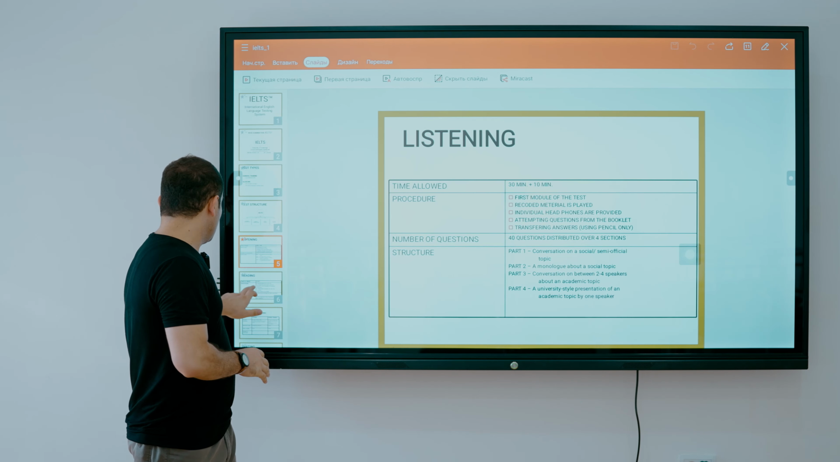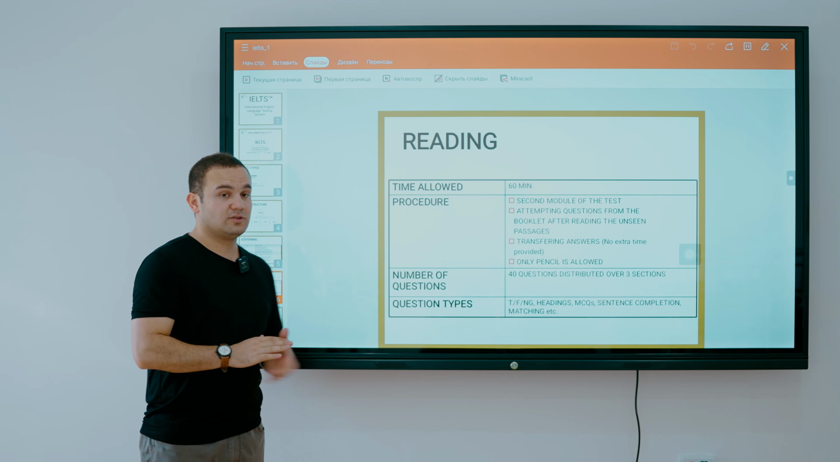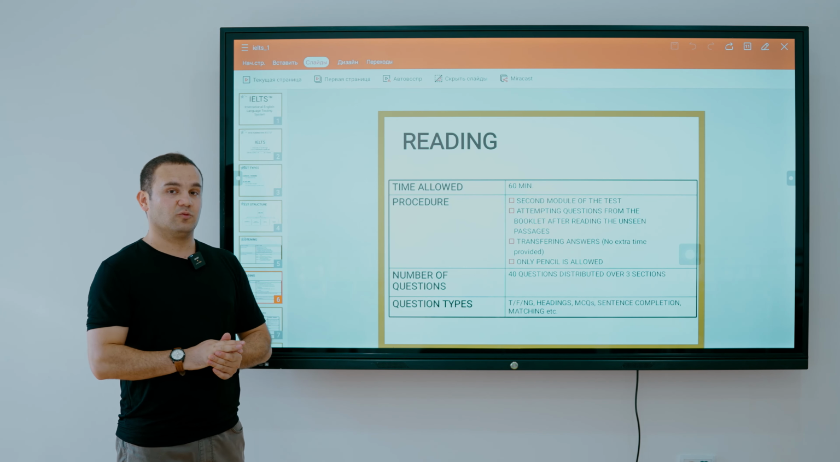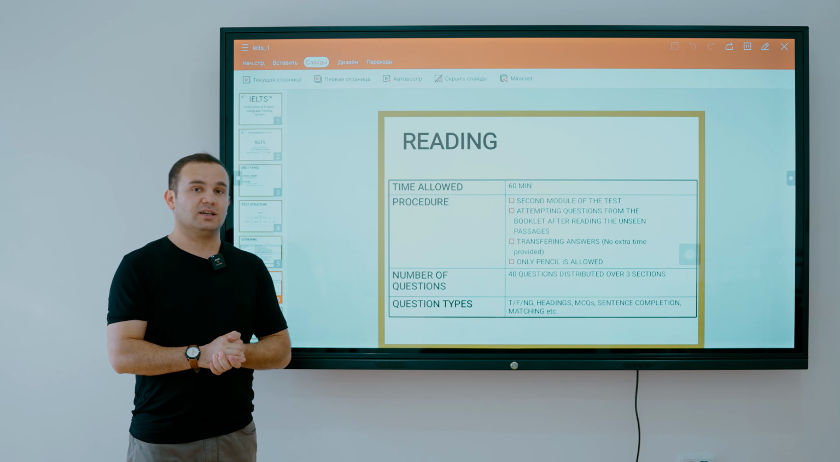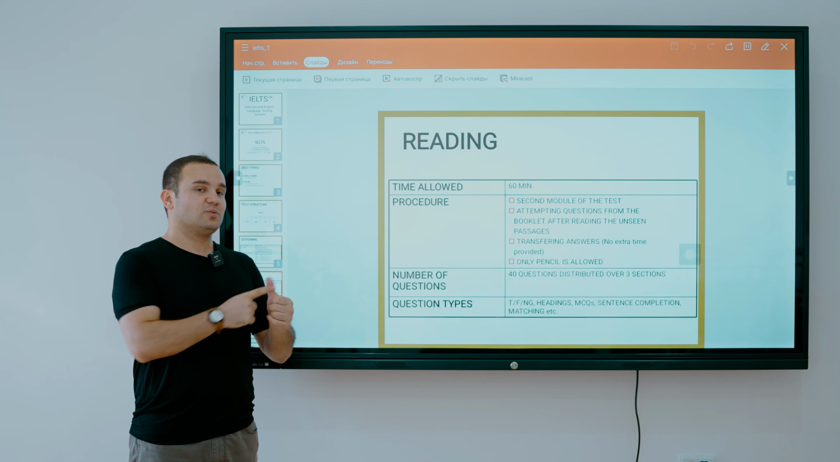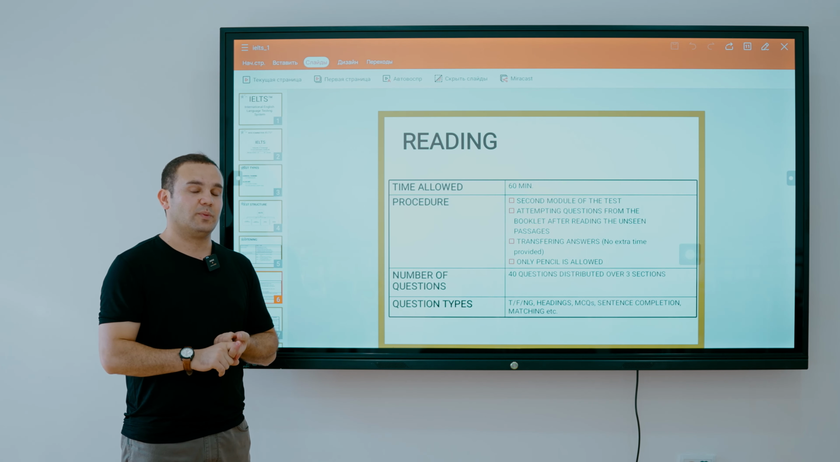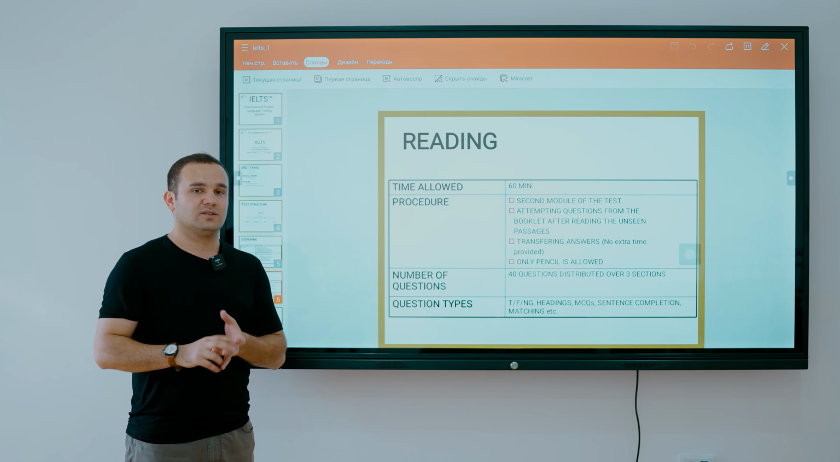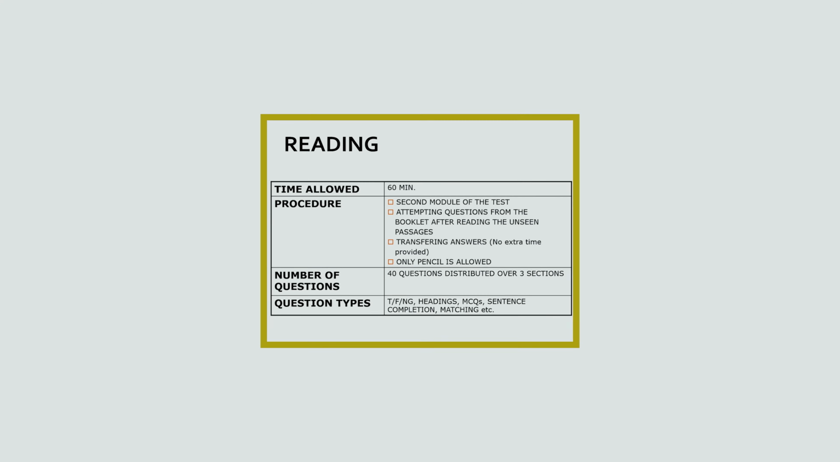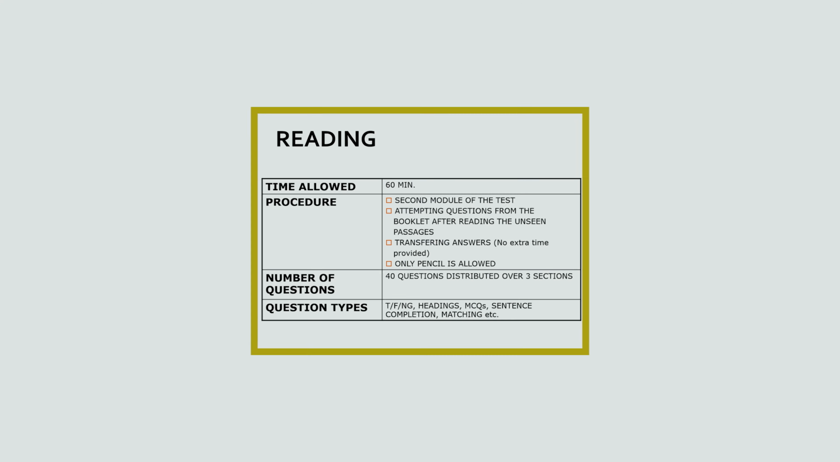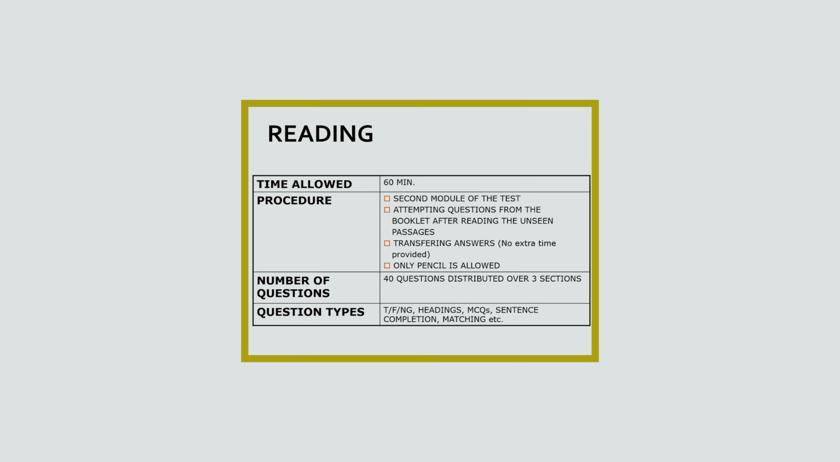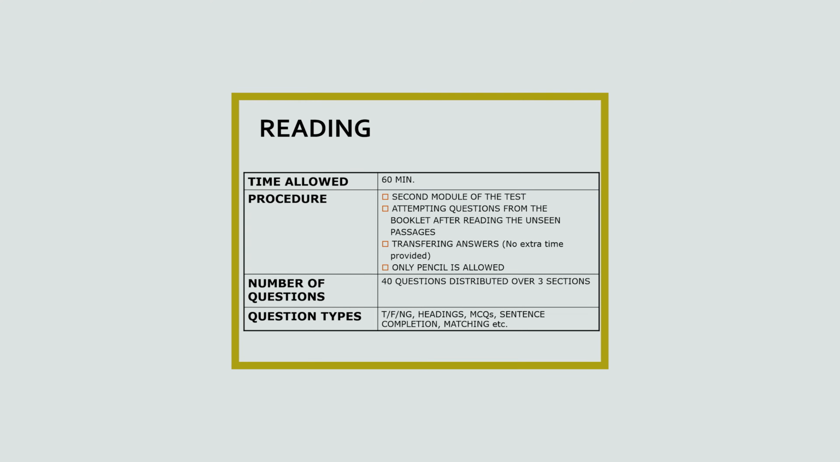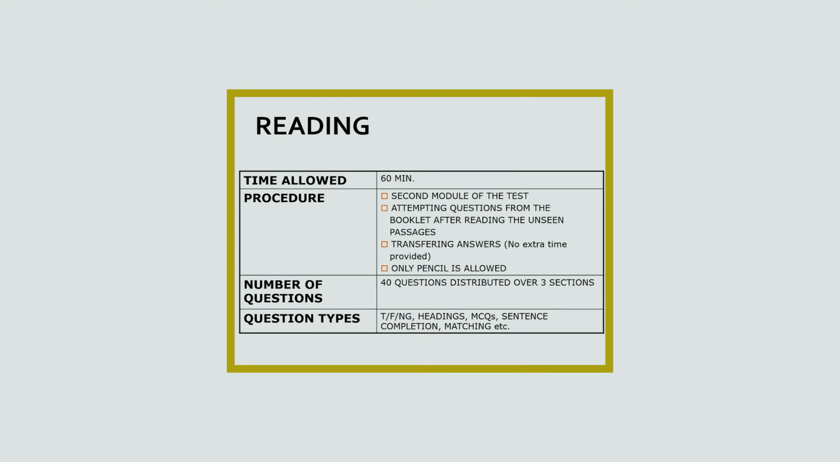Let's move on to the reading section. The reading section is 60 minutes, and we will be given 40 questions and 3 passages. The first passage is the easiest one, the second passage is more difficult, and the third passage is usually the most difficult. There are some question types that we should look into before applying for the IELTS test, for example, true, false, not given, headings, multiple choice questions, sentence completion, etc.